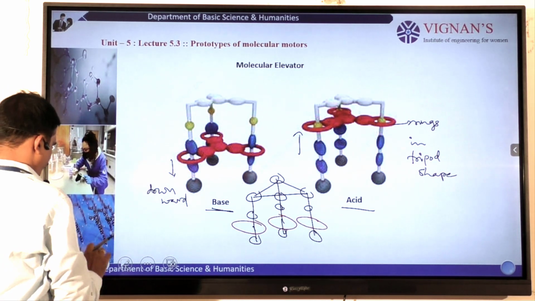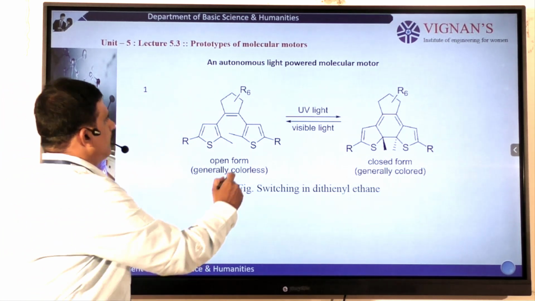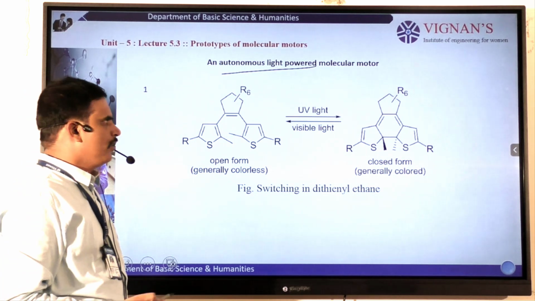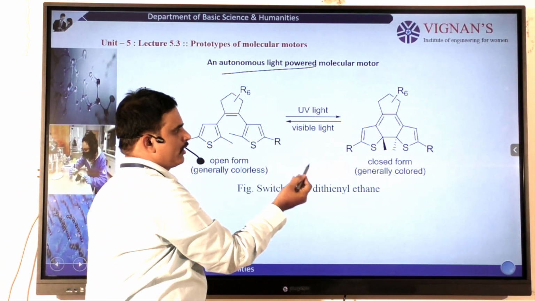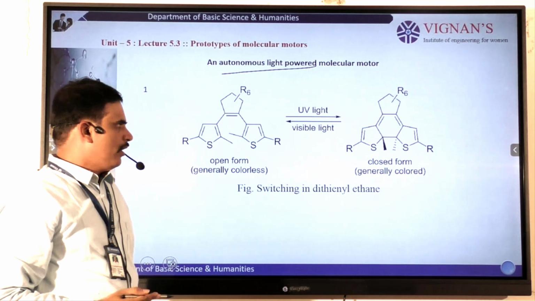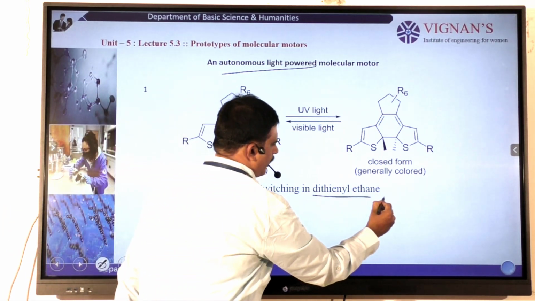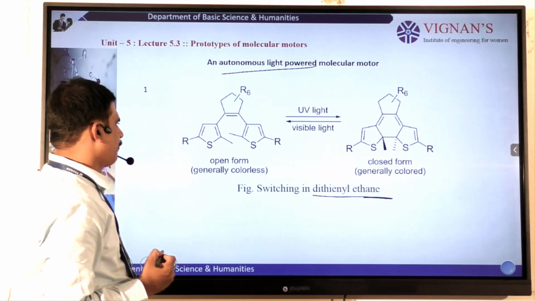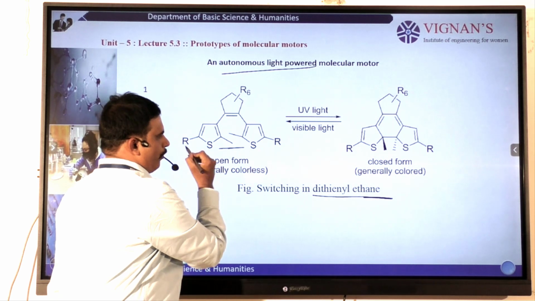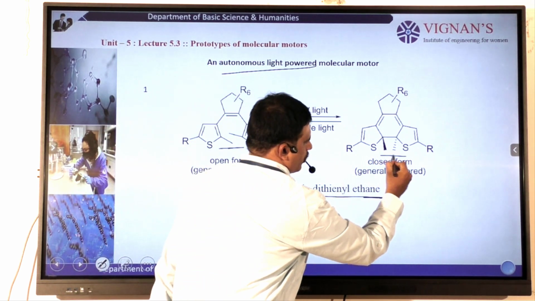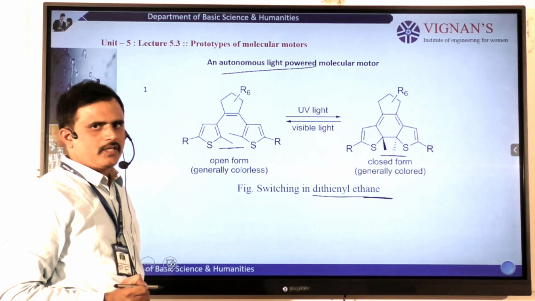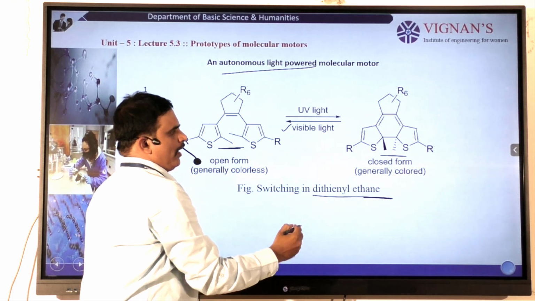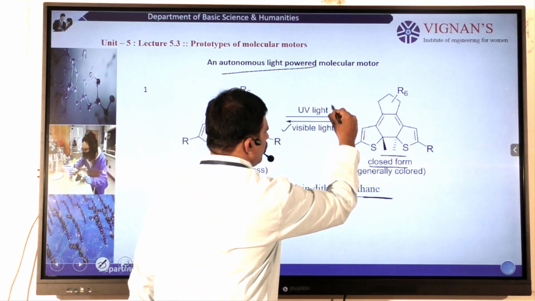So the next one is about autonomous light powered molecules. As said earlier, because of light changes, the compound will change. For example, here we take the example of dithienylethene. Here we observe an open structure and a closed structure. The open structure we observe in visible light and the closed structure we observe in UV light.